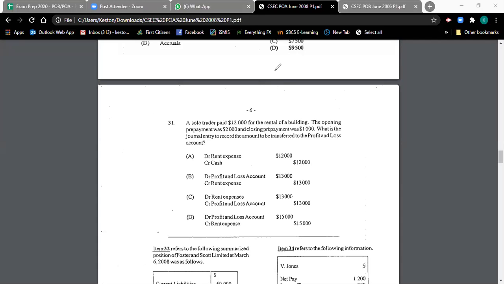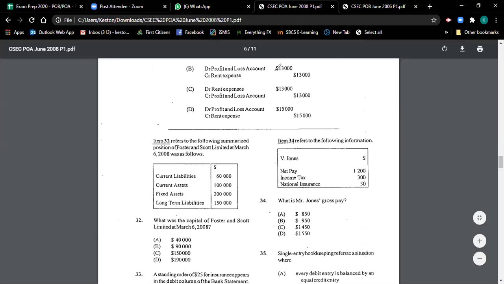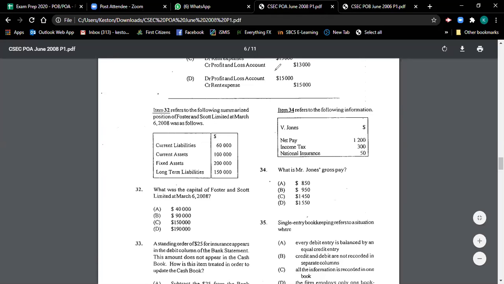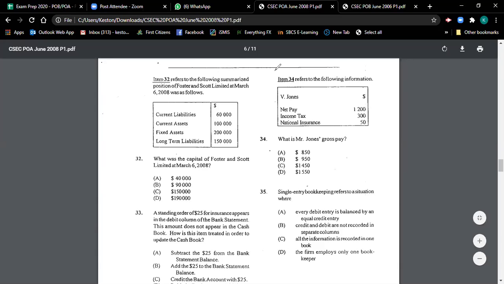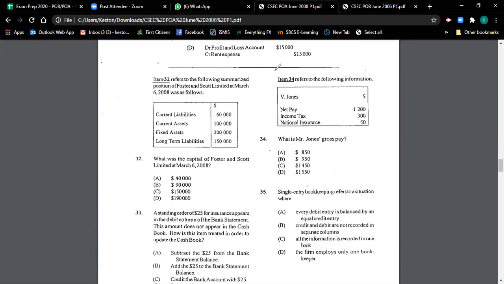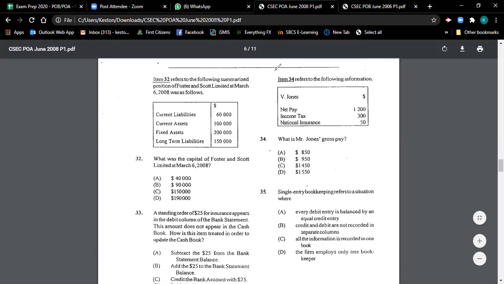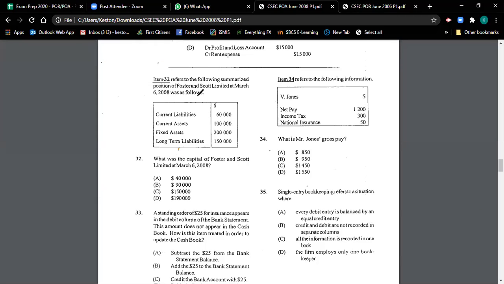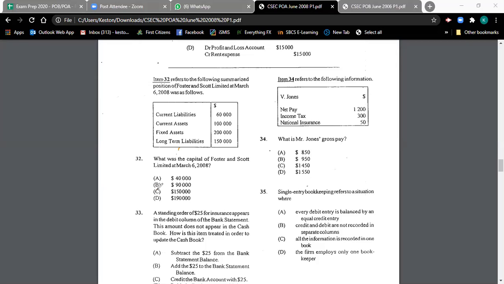32. What was the capital of Foster & Scott Limited at March 6, 2008? Current assets, current liabilities, fixed assets, long-term liabilities. Well done, Ariana. 90,000. Right, looking at total assets, 300,000, take away liabilities, 210. So 300 take away 210 is 90.